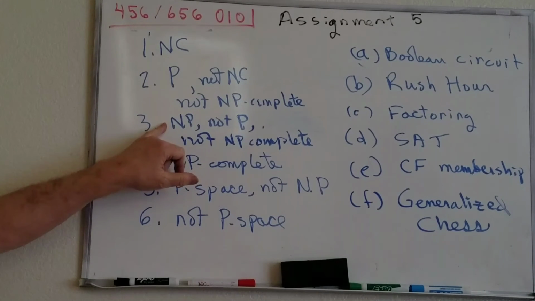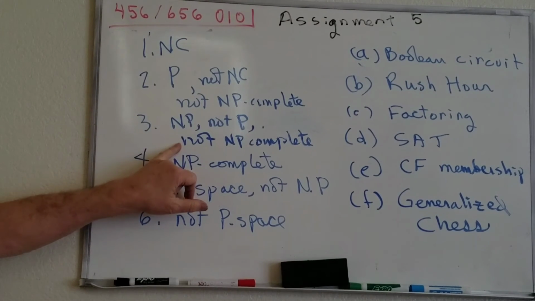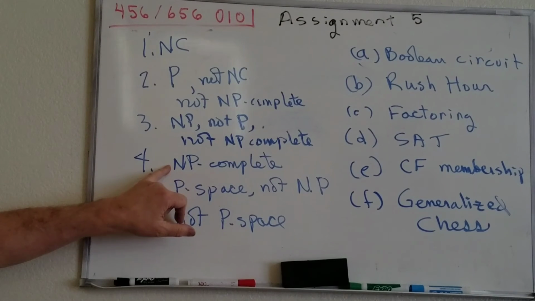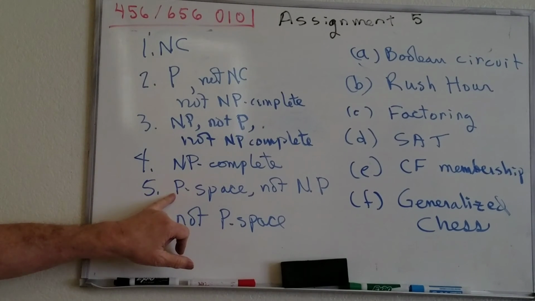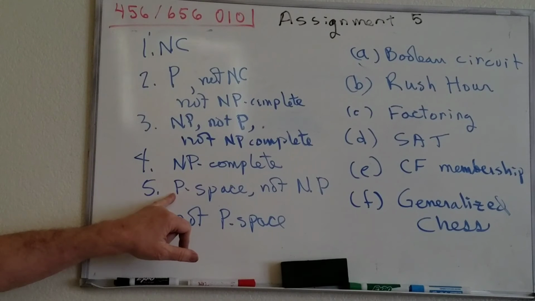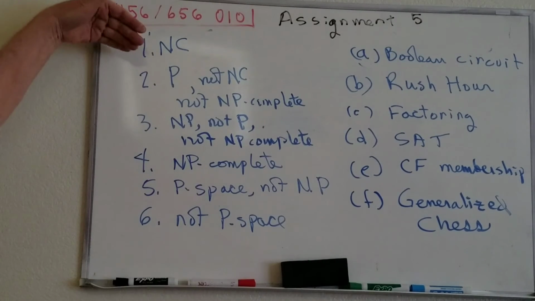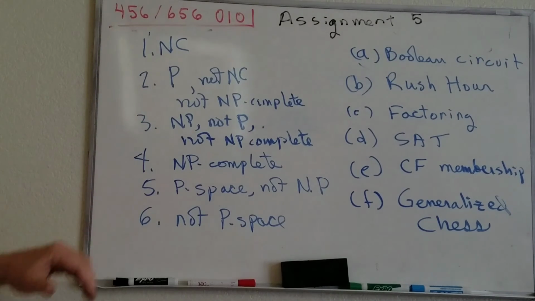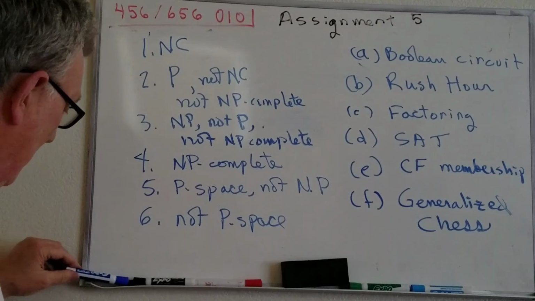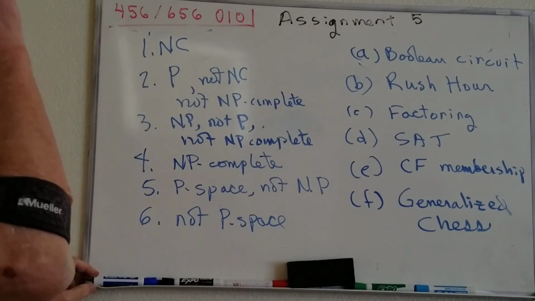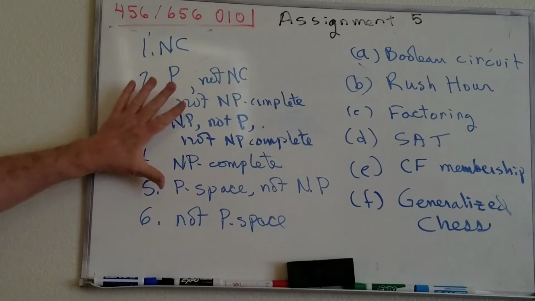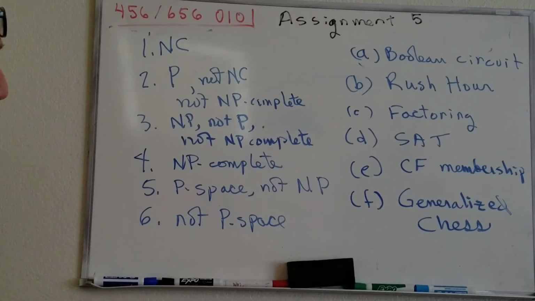Number 3 is NP but not known to be P, and also not NP complete. Here's number 4, NP complete. Number 5, polynomial space, but not in the class NP. And number 6 is not in polynomial space. So these are sort of a progression from easiest to hardest. All right, now I'm giving you each of these problems, and the question is, what is known about these problems in terms of this category?